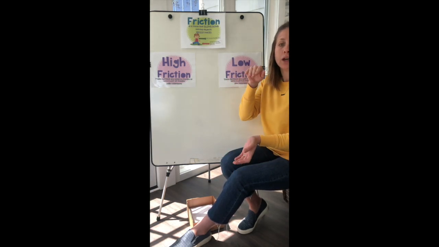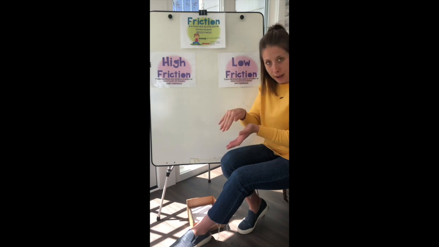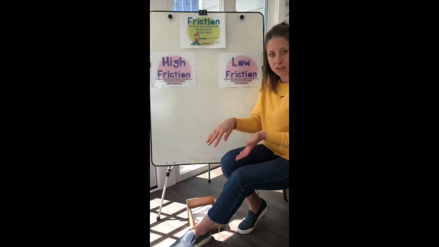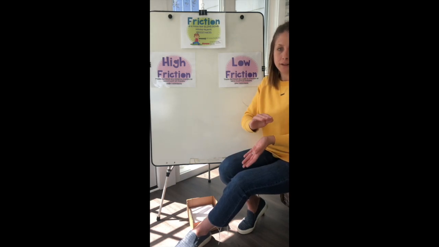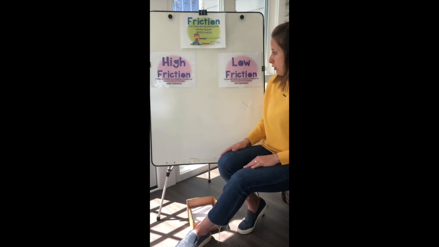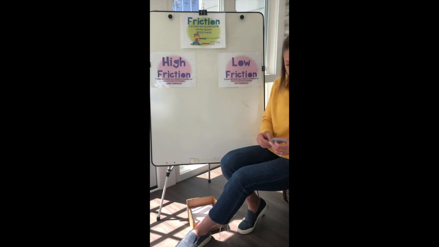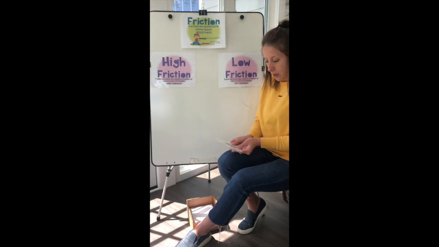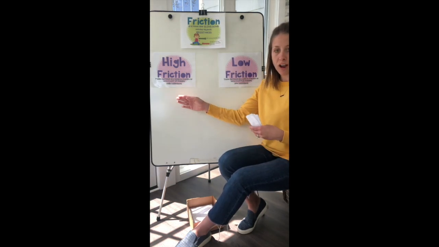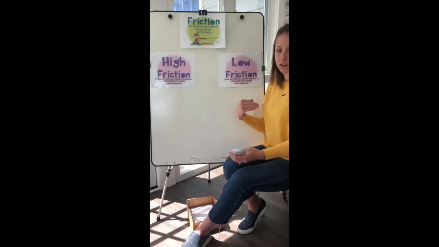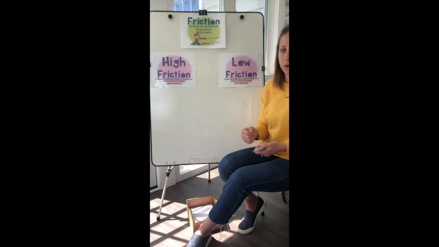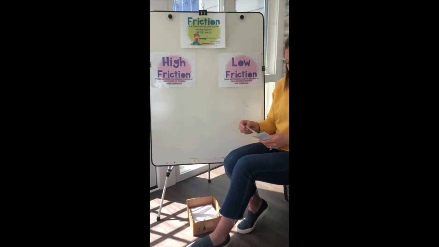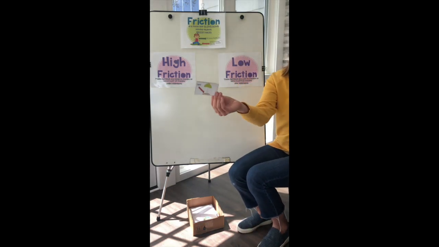It's like the boy going down the slide. It happens fast. You don't get stopped. You don't slow down, okay? Or if you do, it happens quicker, not as slow. So I have a bunch of pictures, and I'm going to sort which ones are high friction and which ones are low friction. You can shout out and make predictions with me, and then I'll tell you where they belong, okay?